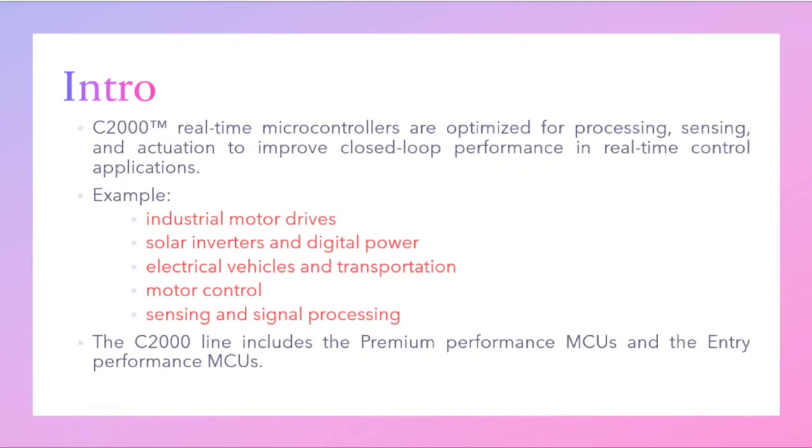in real-time control applications, where the C2000 lines include the entry performance microcontrollers, that is the basic microcontrollers, and the premium performance microcontrollers. These microcontrollers are used in industrial motor drives, solar inverters and digital power, electric vehicles and transportation, motor control, sensing and signal applications, and these are not limited.